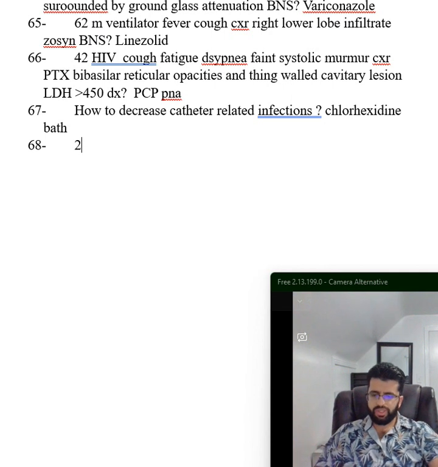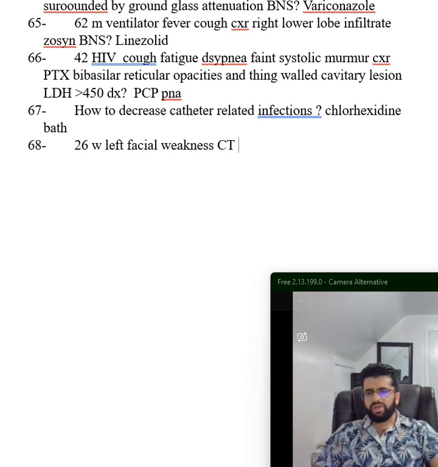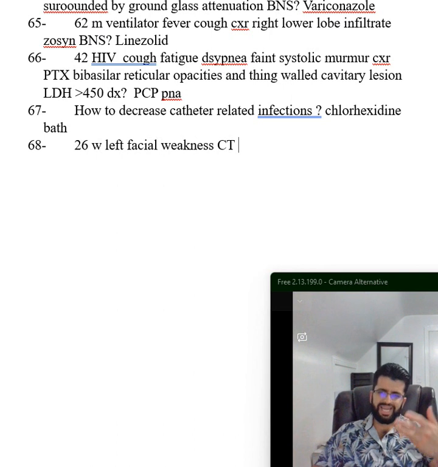Now you see a 26-year-old woman came in with left facial weakness from Connecticut. Okay, she's from Connecticut, came in with left facial weakness. What does that tell you? This may be Lyme disease.